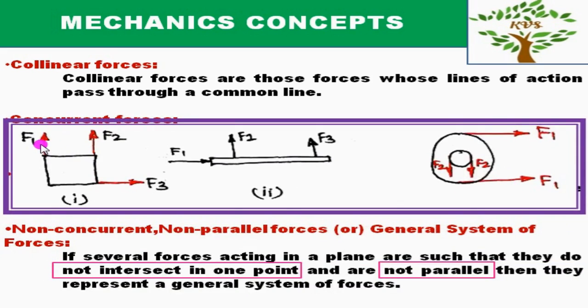Here, the forces F1 and F2 are parallel forces. When you consider all three forces, they are non-parallel. Similarly, the forces F2 and F3 meet at this point, and F1 and F3 meet at this point, but there is no common intersection point for all these three forces. Hence, this system forms non-concurrent non-parallel forces. This is also known as a general system of forces.